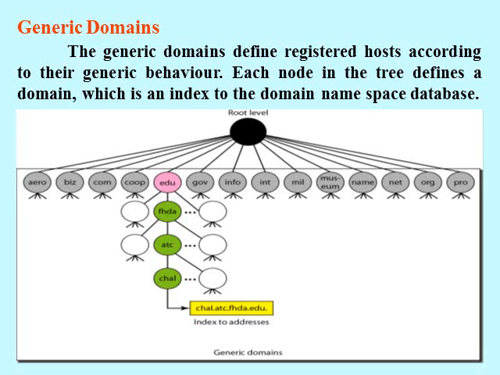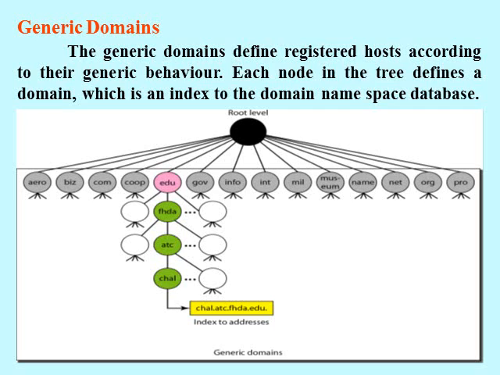Now we'll move towards the first section, that is called the generic domain. The generic domain defines registered hosts according to their generic behavior, meaning that generic domains are identified by the behavior of that particular domain. Each node in the tree defines a domain. In the diagram there are different nodes, and along with these nodes there are different domains.